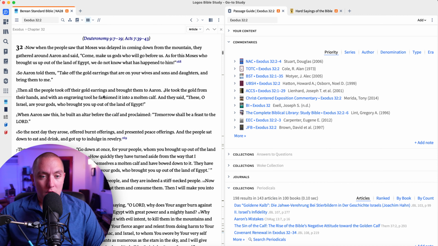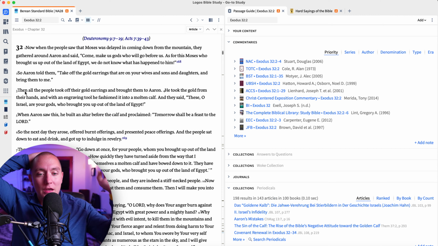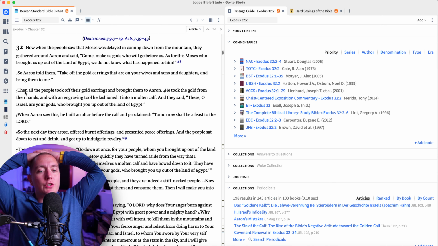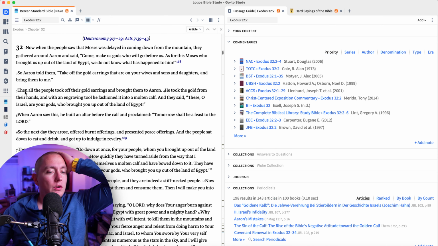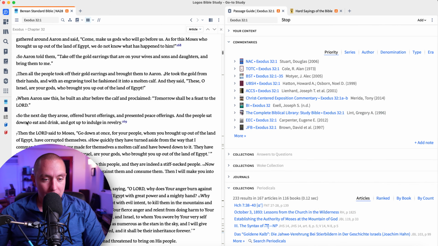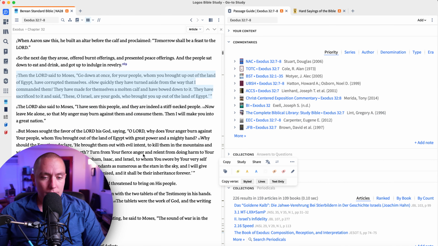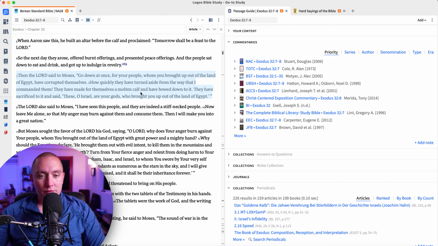Then all the people took off their gold earrings and brought them to Aaron. He took the gold from their hands, and with an engraving tool he fashioned it into a molten calf. And they said, "These, O Israel, are your gods who brought you out of the land of Egypt." Skipping forward to verse 7. Then the Lord said to Moses, "Go at once, for your people whom you brought out of the land of Egypt have corrupted themselves. How quickly they have turned aside from the way that I commanded them. They have made for themselves a molten calf and have bowed down to it. They have sacrificed to it."